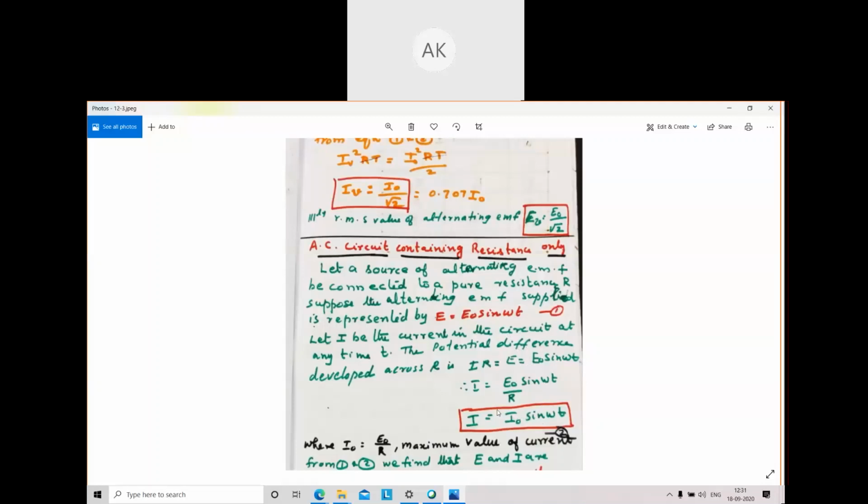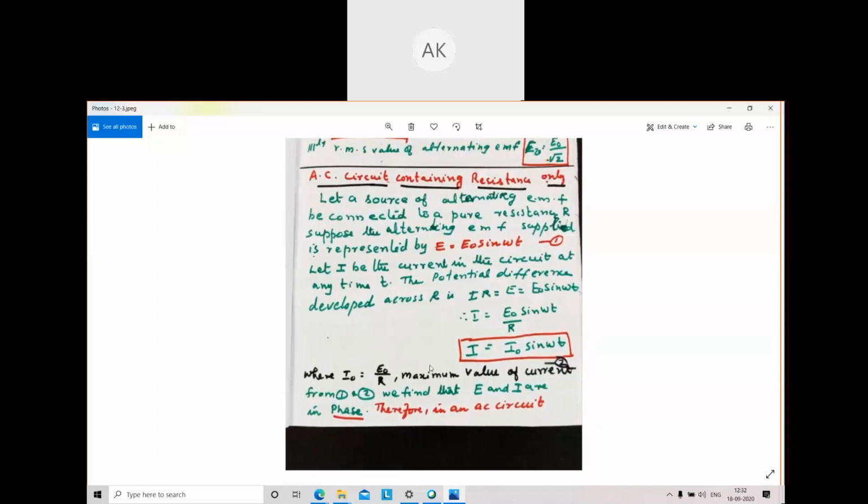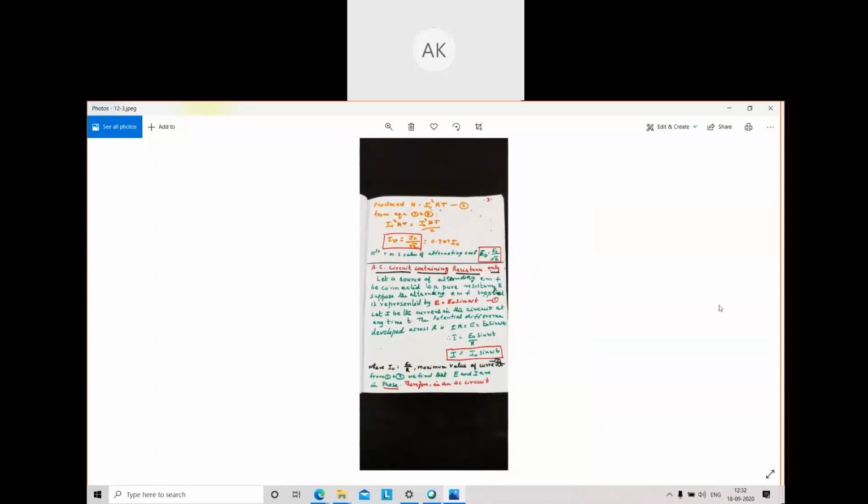That is a very important result. I0 equal to E0 by R is the maximum value of current. From 1 and 2, we find that E and I are in same phase. How can you tell same phase? With omega t, is there anything plus or minus when we get the current? No. For an inductor and capacitor, you will see that something is added or subtracted, meaning they will not be in same phase. But in a resistor, they are in same phase. Therefore, in an AC circuit with a resistor, current and voltage are in same phase.